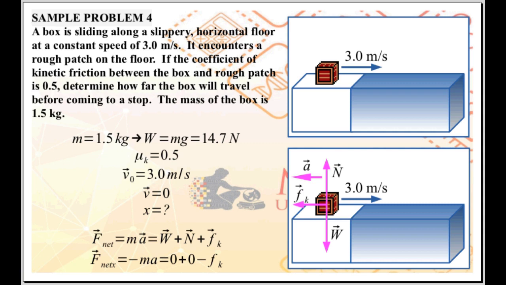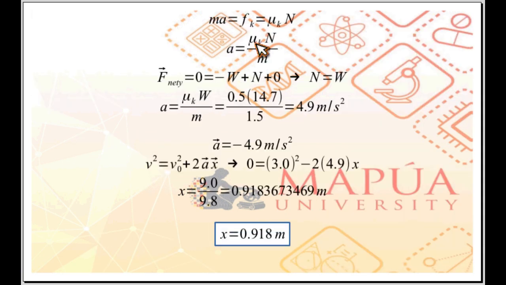So we get F net is equal to 0 is equal to minus W plus N plus 0. Which gives us the normal force magnitude is just equal to the weight magnitude. And we know the value of the weight magnitude. So we replace N by W. All the variables now are known.